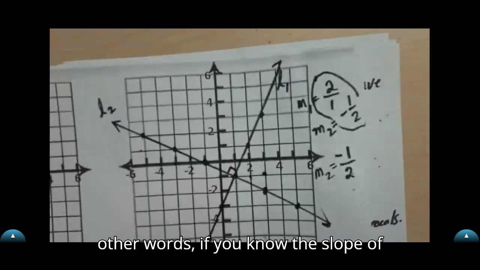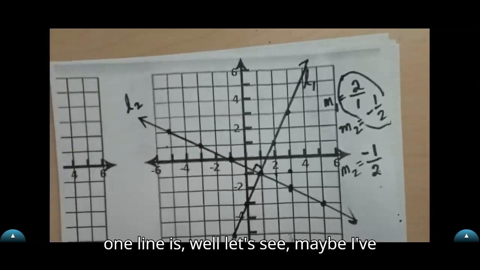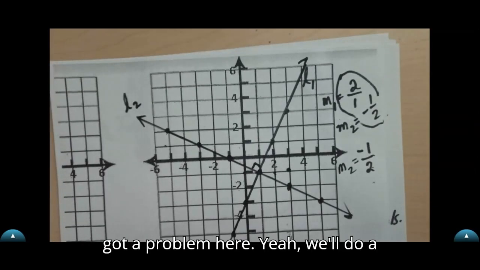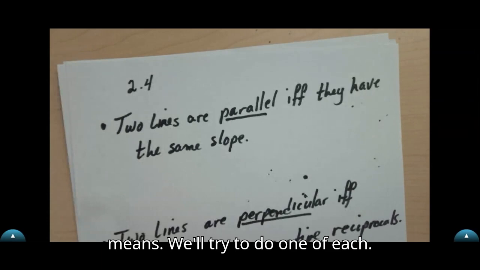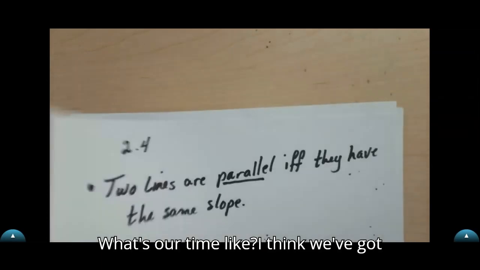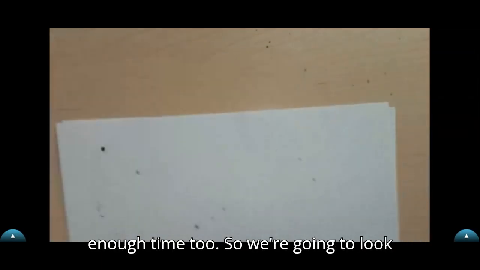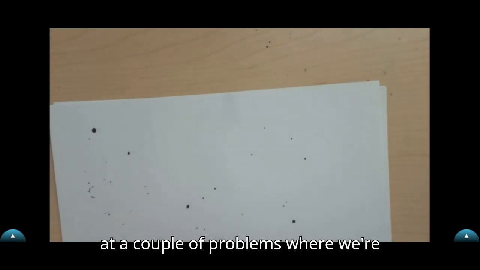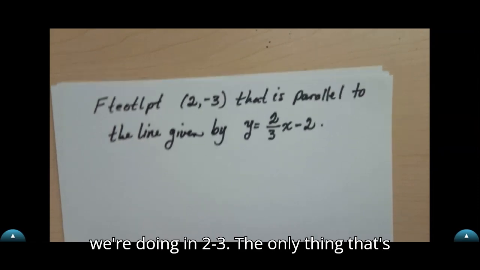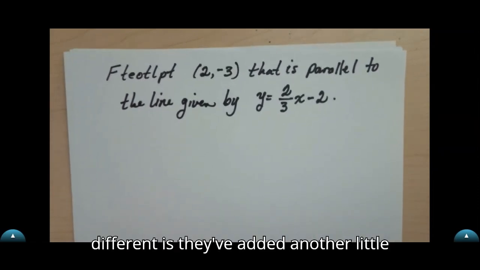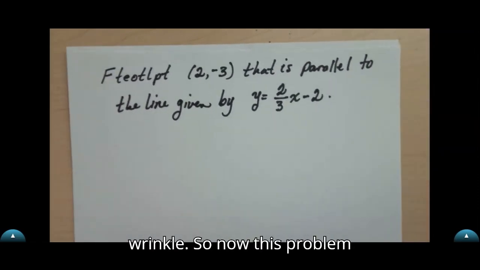So in other words, if you know the slope of one line is, well, let's see, maybe I've got a problem here we can do. Yeah, we'll do a problem and I'll show you what this means. We'll try to do one of each. What's our time like? I think we've got enough time too. So we're going to look at a couple of problems where you're going to see that we're doing the same stuff we were doing in 2-3. The only thing that's different is they've added another little wrinkle.